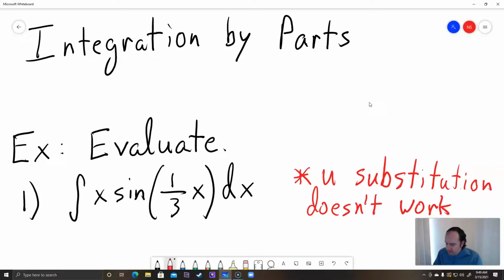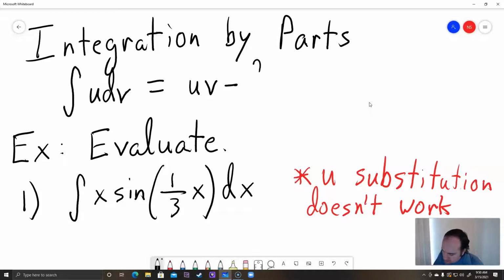But what does work on this problem, and a lot of hard integrals like this, is integration by parts. Now to do integration by parts, it's a little bit of an art. You have to choose, first of all, a u and then a dv. The formula we're going to be using, I'll write up here, is the integral of u dv equals uv minus the integral of v du.